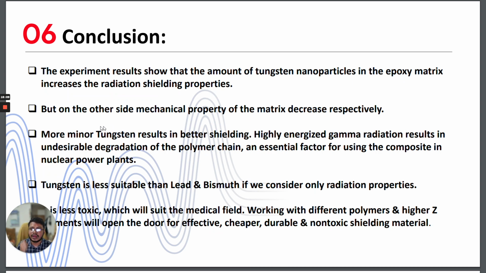Conclusion. The experiment results show that increasing the amount of tungsten nanoparticles in the epoxy matrix increases the radiation shielding property. But on the other side, the mechanical property of the matrix decreases accordingly. Smaller tungsten results in better shielding. Higher energy gamma radiation results in undesirable degradation of the polymer chain, an essential factor for using the composite in nuclear power plants. Tungsten is less suitable than lead and bismuth if we consider only radiation property.